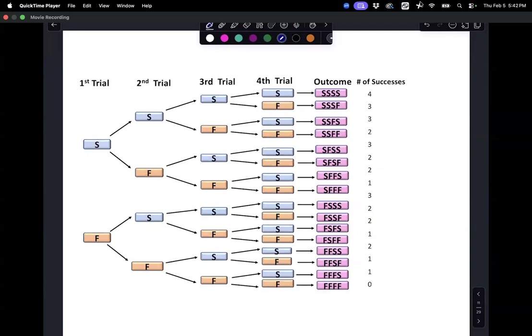Let's take 1 success. There's 1, 2, 3, 4. There's 4 ways to get 1 success. And finally, there's 1 way to get 0 successes. So this is a lot. Could you imagine if we did 6 trials? Can you imagine how wild this would get? Or 8 trials or 10 trials? Trust me, it's really ugly and really gigantic, and you don't want to see it.